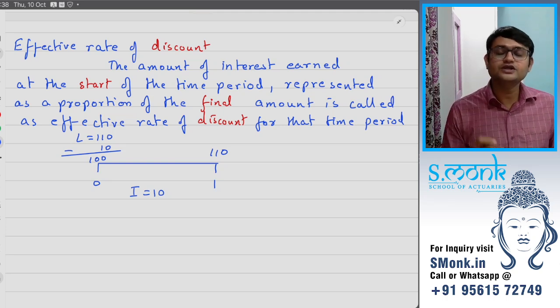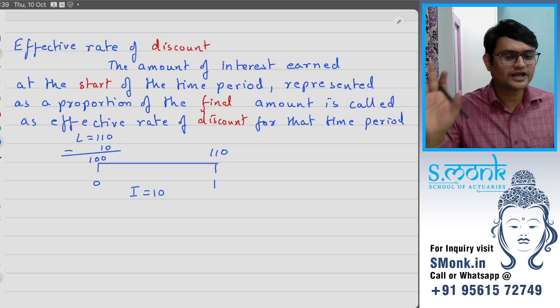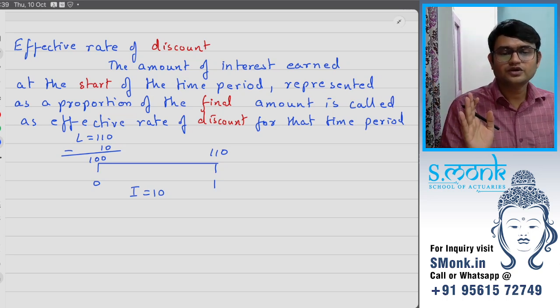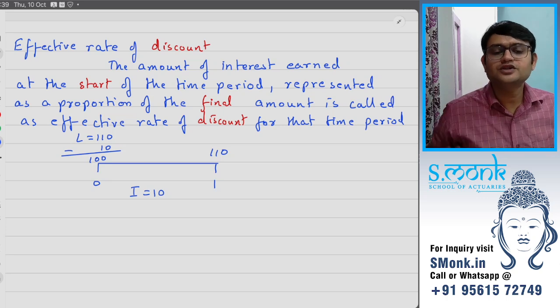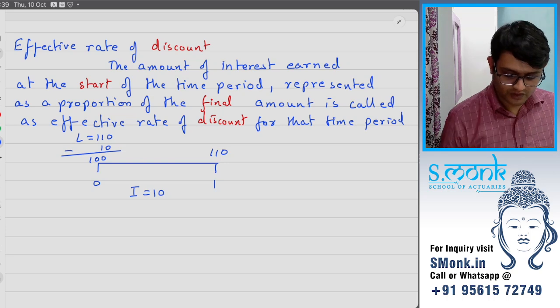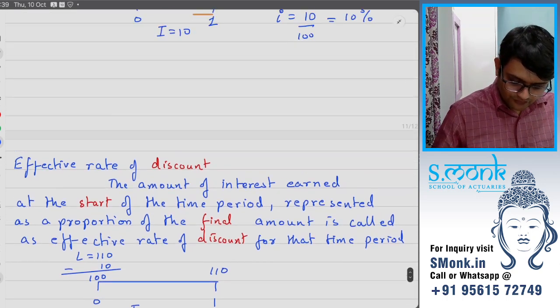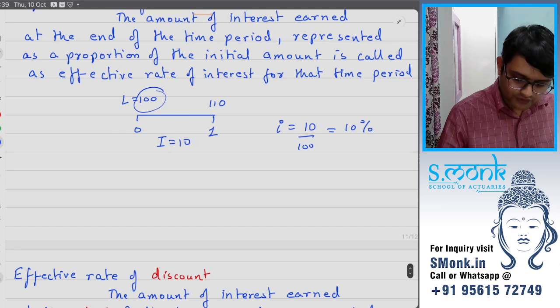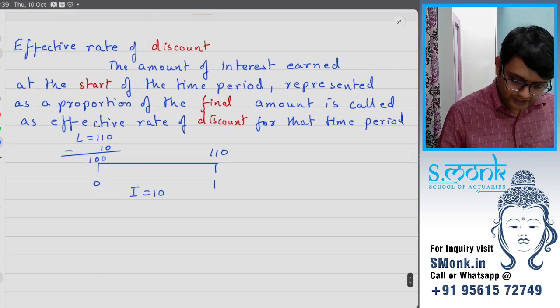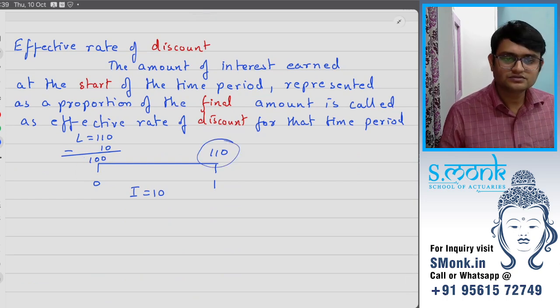You will be returning the loan amount without interest. I have already charged you interest at the beginning of the year. Okay. You are just returning me the loan amount. But if you see the cash flow, here the cash flow is 100 and 110. Similarly here the cash flow is again 100 and 110. The cash flow has not changed.